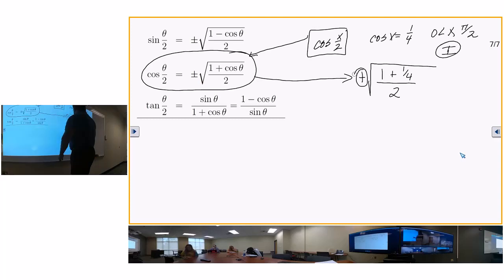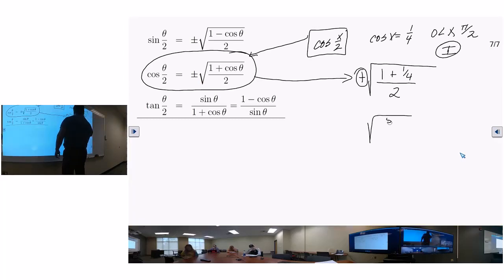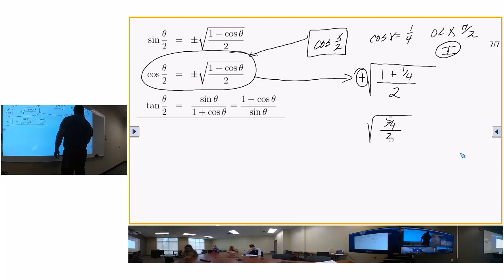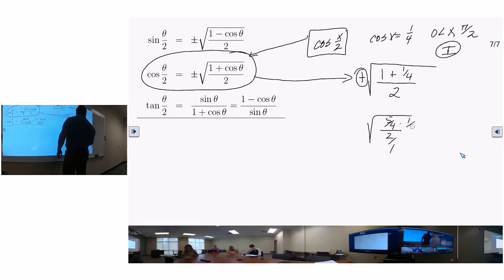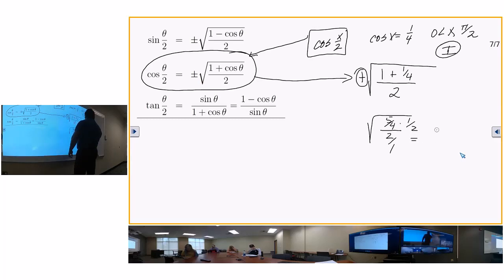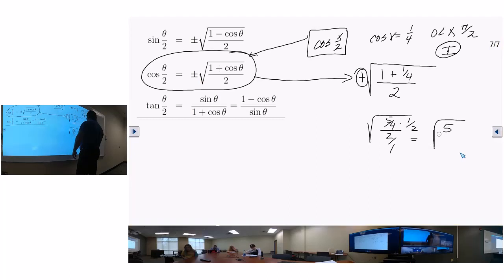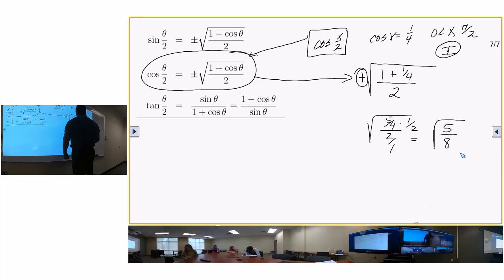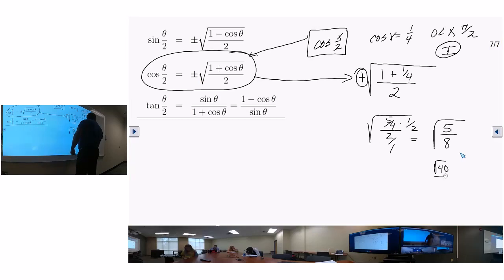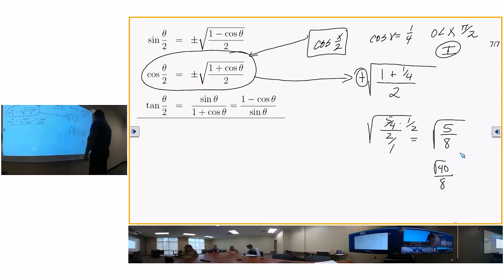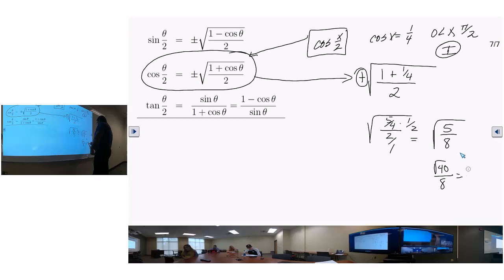So that's going to give us square root of 5/4 over what? 2 over 1, multiplied by 1 over 2. The square root of 5 over 8, which is going to be the square root of 40 over 8, which is going to be equal to square root of 10 over 4. Somebody check me.